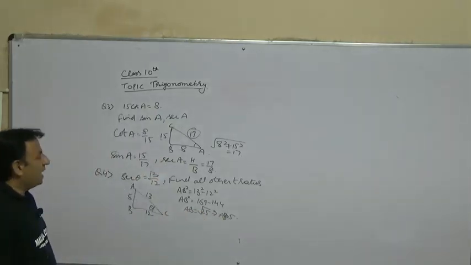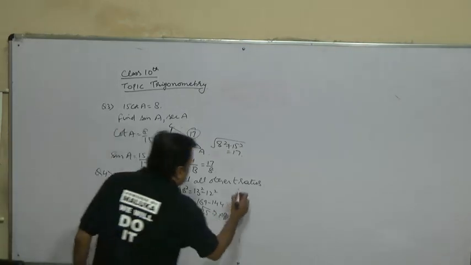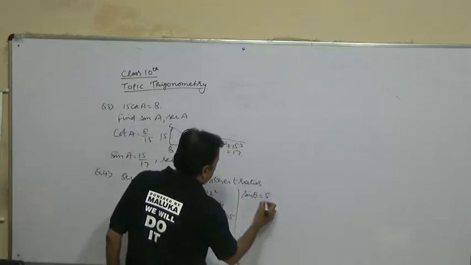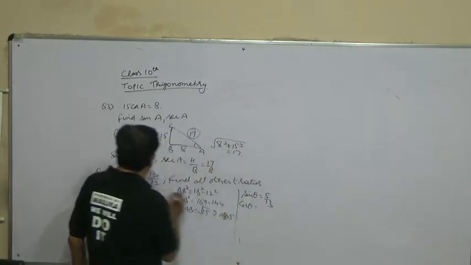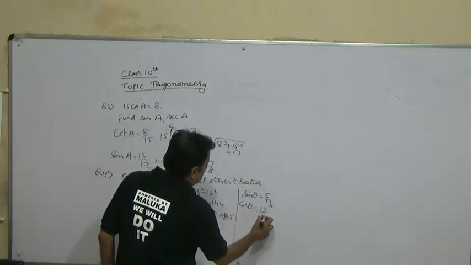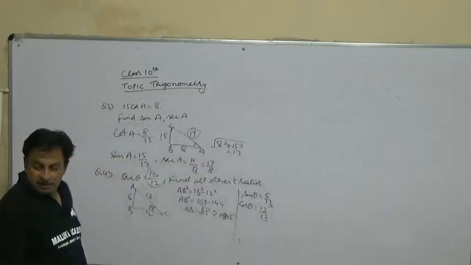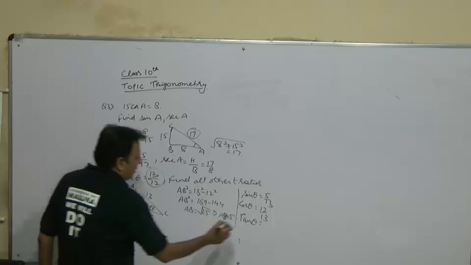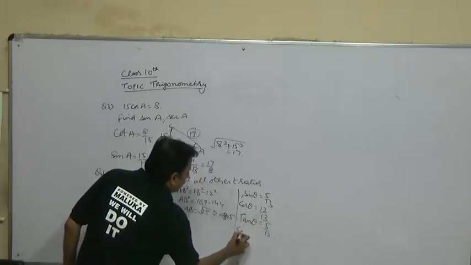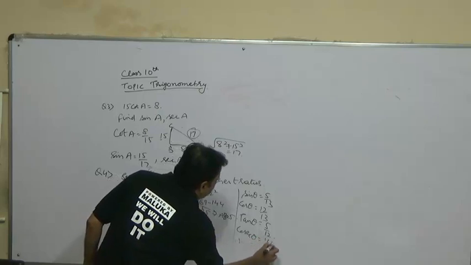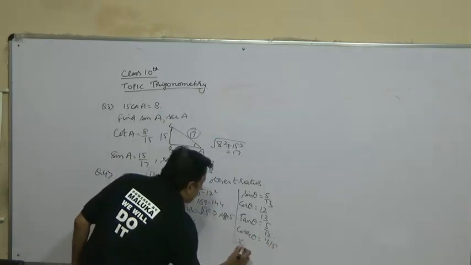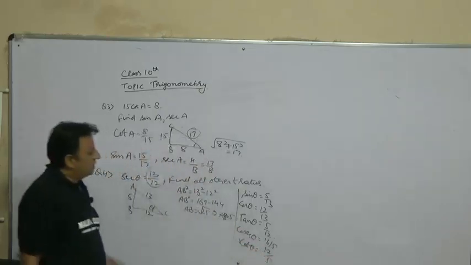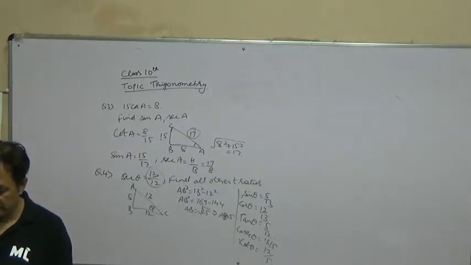Now we want to find all other t ratios. So starting with sin, what will be sin theta? 5 by 13. What will be cos theta? You can directly write it from here. Reciprocal of secant theta. Then what is tangent theta? Tangent theta is perpendicular over base, 5 by 12. Then cosecant 13 by 5. Cot is left. Cot is 12 by 5. So these are the all other t ratios which you want to find.